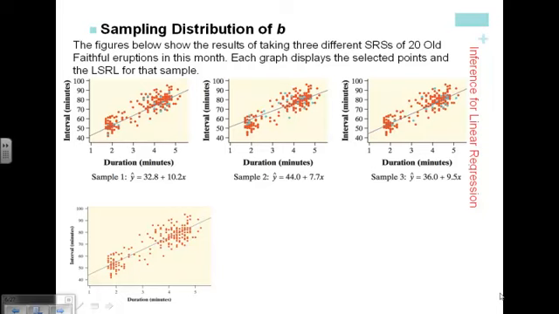Let me say this one more time. I did one sample, I got a slope of 10.2. Do we think 10.2 is the real slope? No, but it's probably close to the real slope.